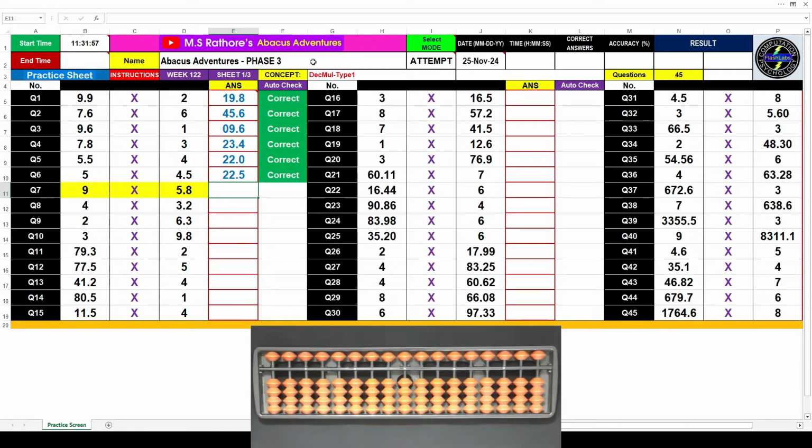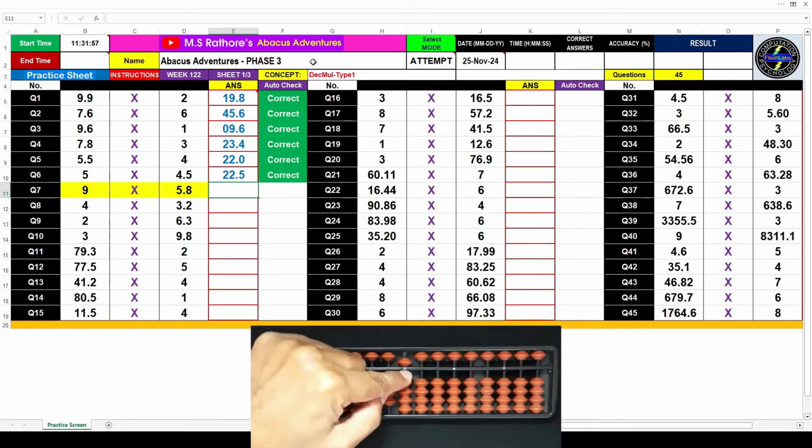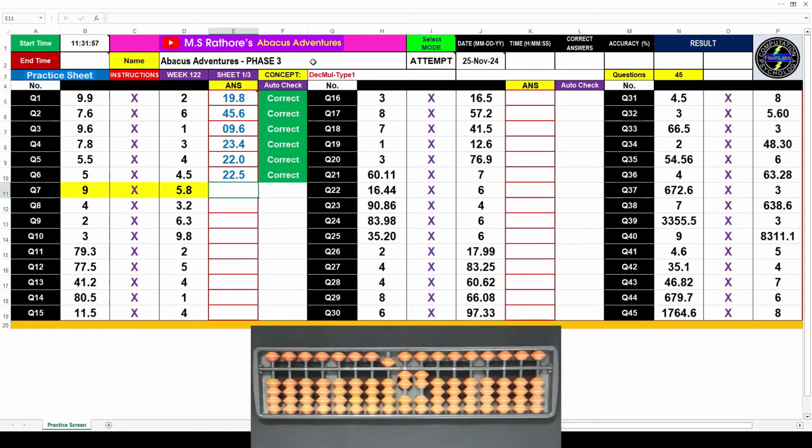Question number 7, 9 multiplied by 5.8, placing the left index finger on rod number 2. Now 9 multiplied by 58, or from right to left it is 58 multiplied by 9. 5 9s are 45, finger shifted, 8 9s are 72, and the answer is 52.2.